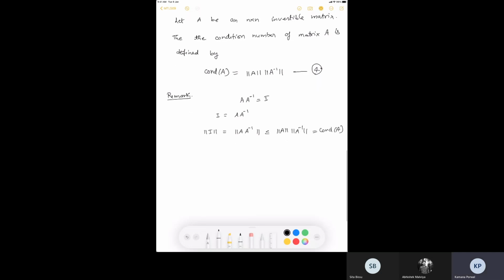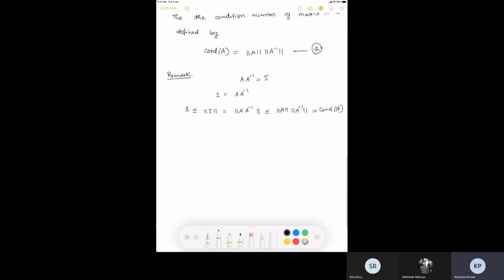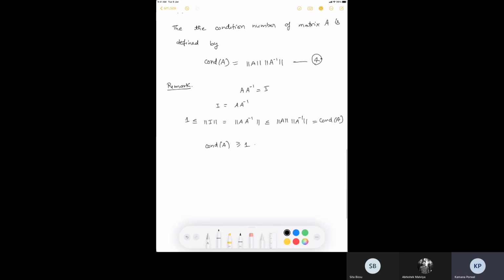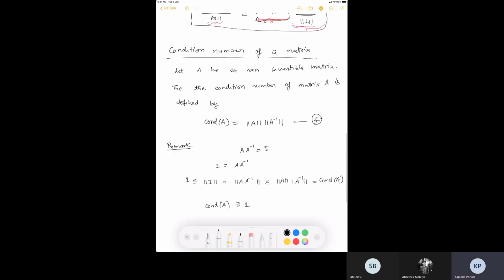Whichever norm you take for the identity matrix, like we have seen, there are various norms: you can define the row norm, column norm, Euclidean norm. Whichever norm you take for the identity matrix, its norm is always greater than or equal to 1. So what we have observed from here is that the condition number of the matrix A is always greater than or equal to 1.